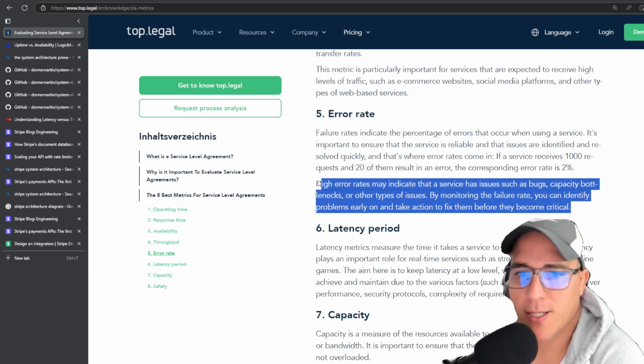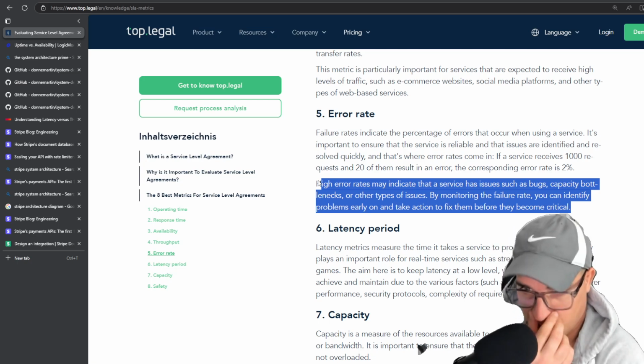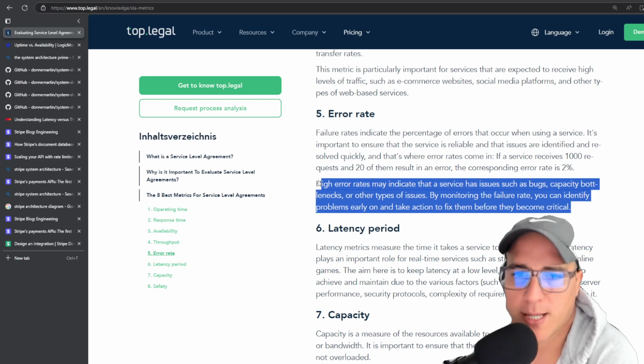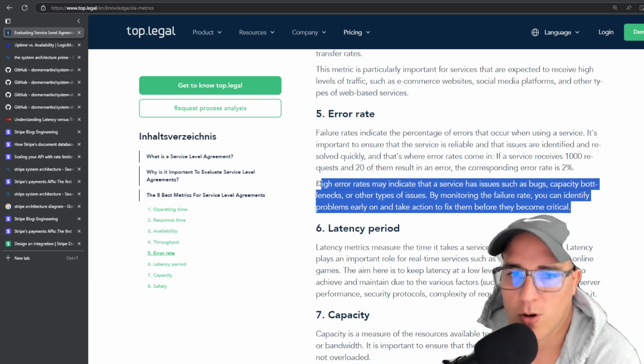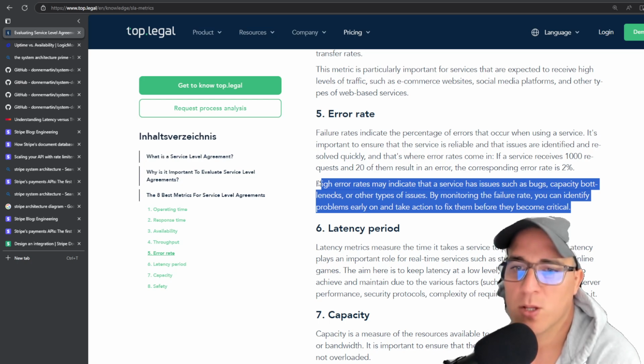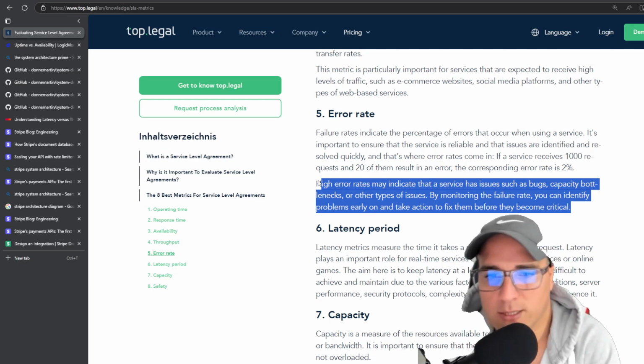Latency. The latency metric measures the time it takes a service to process a request. Latency plays an important role for real-time services such as a streaming service or online games. The aim here is to keep latency at low levels, which is quite difficult to achieve and maintain due to various factors such as network conditions, server performance, security, protocol complexity, or requirements that can influence it.